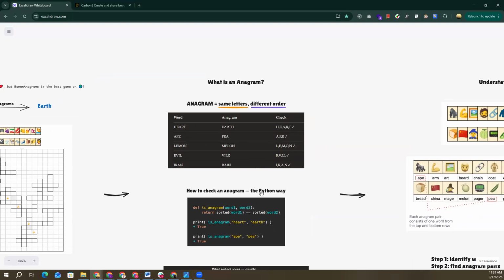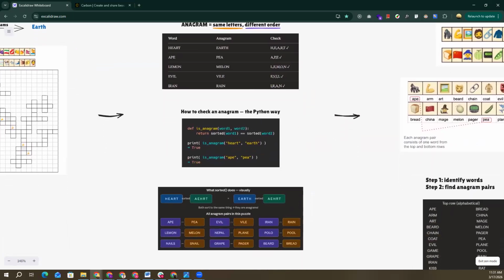Now let me show you this in the simplest possible way using Python, because what Python does to check anagrams is exactly what your brain should do. So here you can see there's a function is_anagram, which takes two parameters, word1 and word2, and then we're sorting them using the sorted function and comparing them. If they are equal, it returns true, else false. What sorted does here is sort both strings the same way, and they are basically the anagrams. And all possible anagrams in this puzzle are right here.